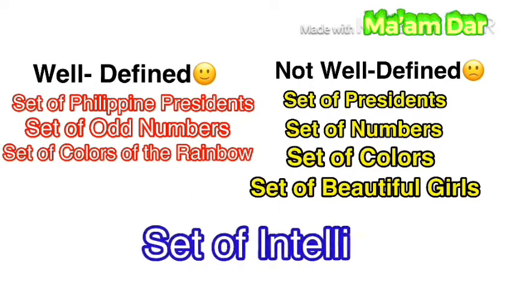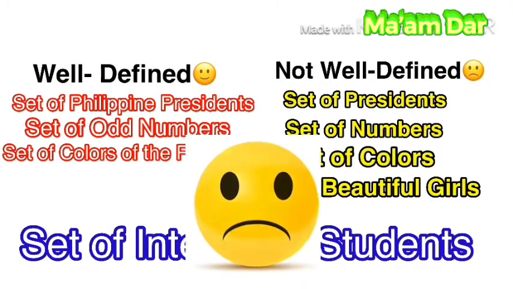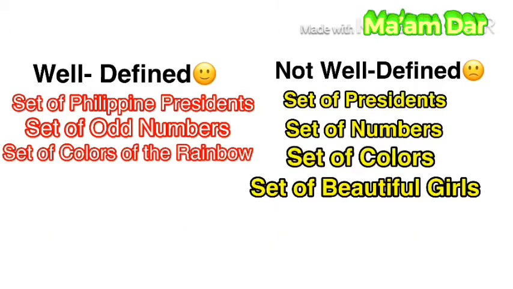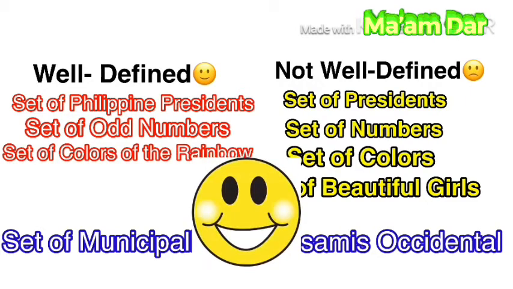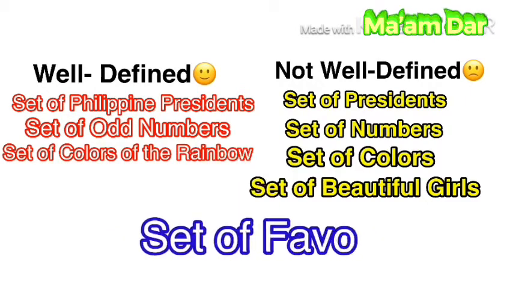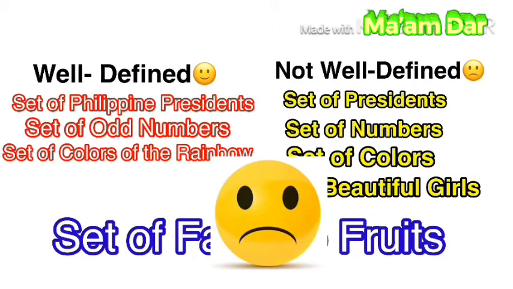Next, intelligent students. Sad face. Because intelligent is subjective. Municipalities of Misamis Occidental. Still well-defined. So you smile. Favorite fruits. Not well-defined because favorite is again very subjective.